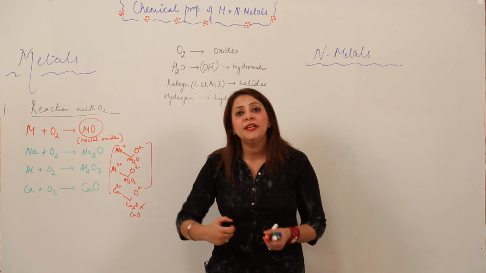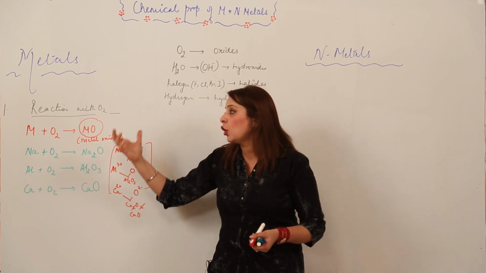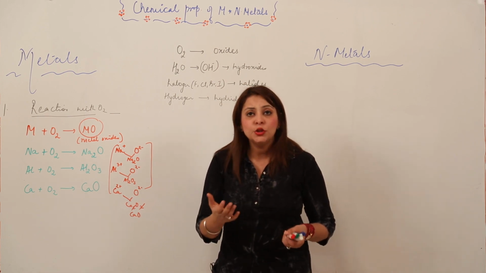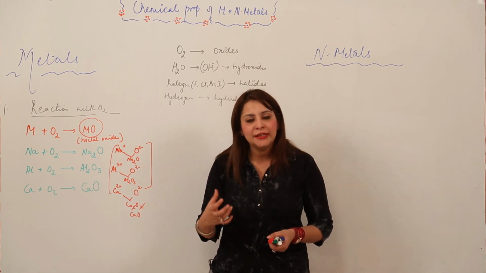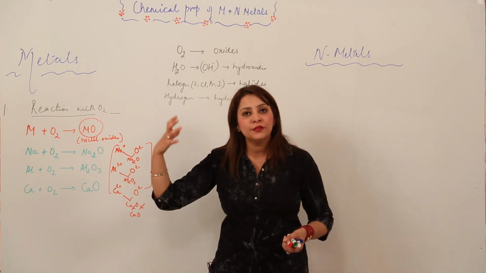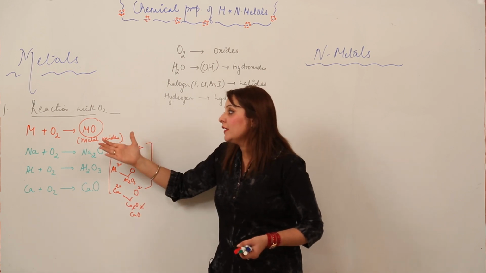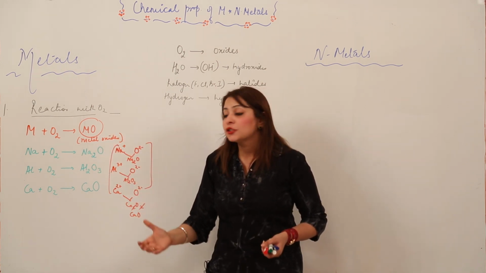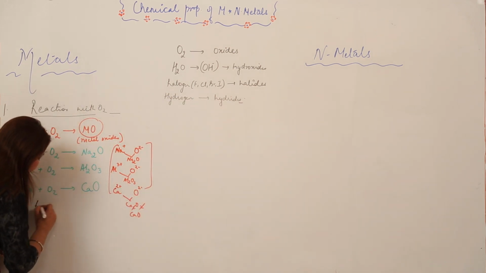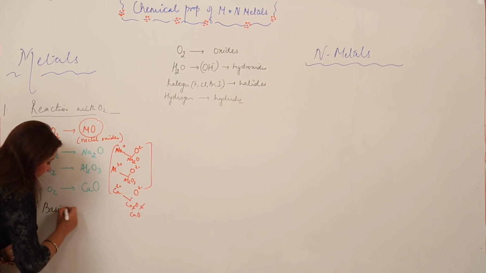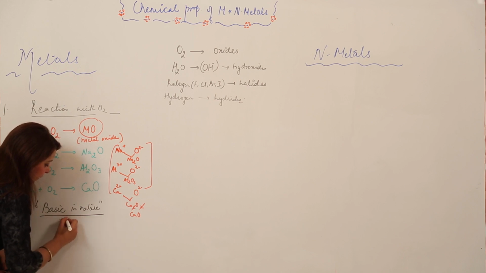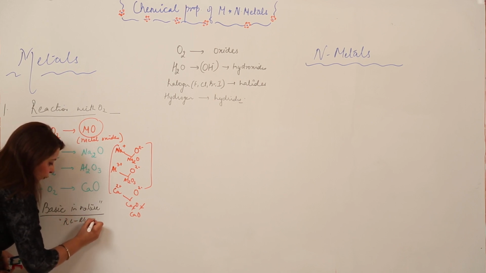Now, when I talk about the nature of the metal oxide, do you know what the nature of the metal oxide is? As you know, every chemical substance has a certain nature. Either it is acidic, or basic, or neutral, or we have the amphoteric one. So in this case, what is the nature of the metal oxide? Most of the metal oxides are basic in nature. That means they turn red litmus blue.